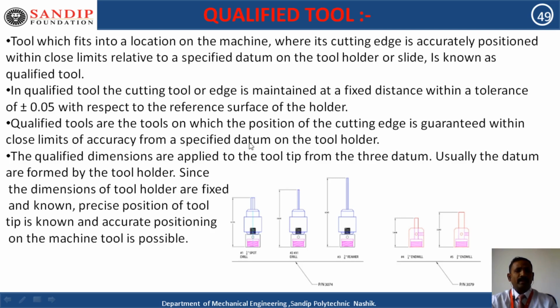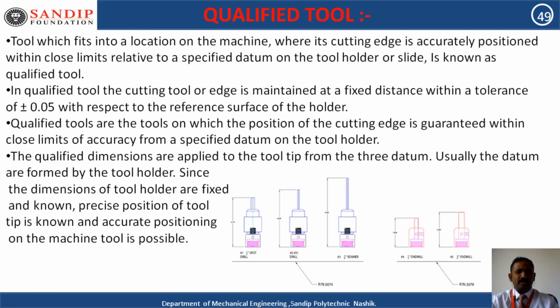Similarly, in a qualified tool, the cutting edge is maintained at a fixed distance within a tolerance. The total variation is given as bidirectional, that is plus minus 0.05 with respect to the reference surface of the holder. Here observe tool 1, tool 2, tool 3: the range given from the datum is 0.05, that is the tolerance. That's why qualified tools are the tools on which the position of the cutting edge is guaranteed within close limits of accuracy from a specified datum on the tool holder.